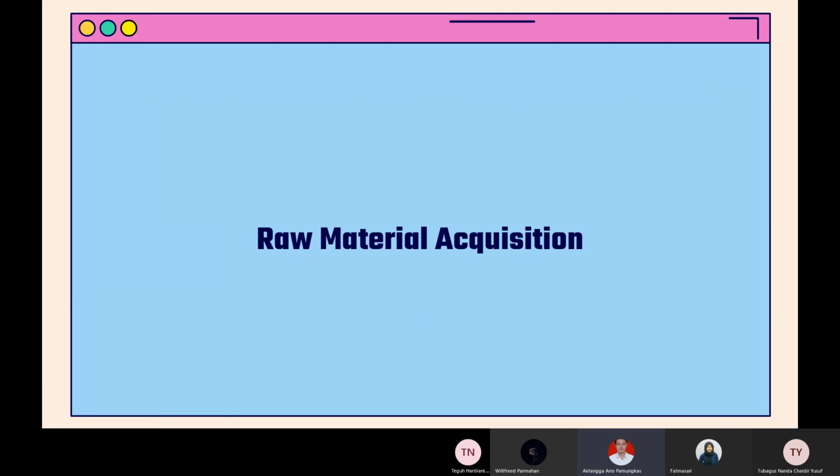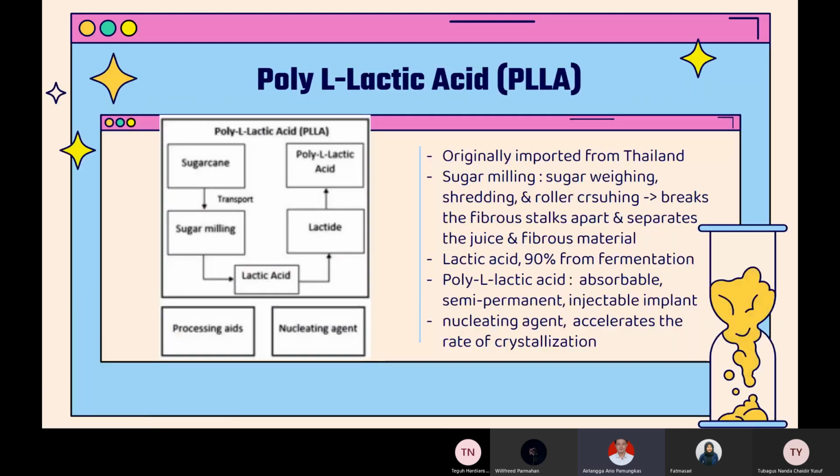The first phase is raw material acquisition. In the raw material acquisition, we will make polylactic acid, or PLLA, as described before. The polylactic acid is made from sugar cane, which is imported from Thailand originally. Then the sugar cane is weighed and shredded to break the fibrous stalks apart and burst the cells that contain the sweet juice. After that, the sugar cane is crushed through a series of rollers, which separates the juice from the leftover fibrous materials.